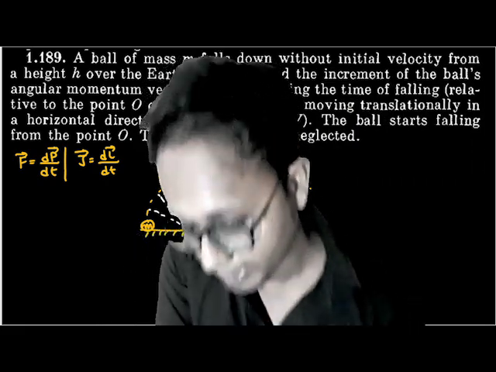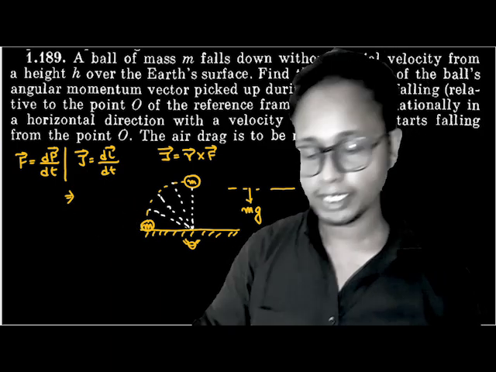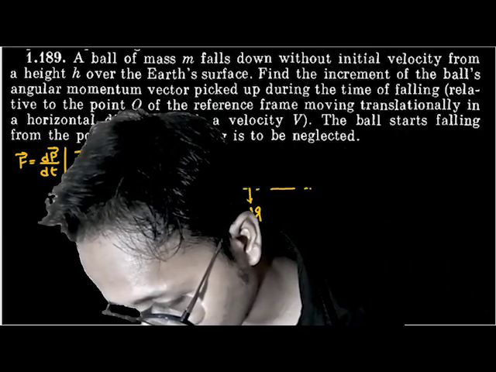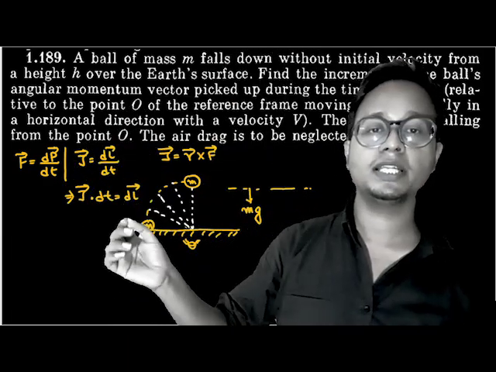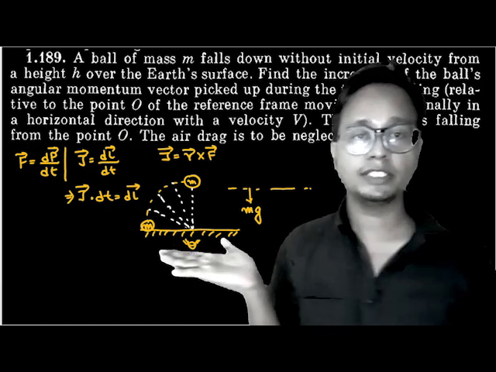Okay, so from this equation, torque is equal to dL by dt, I can say that torque into dt is equal to dL. Torque dot dt is equal to dL. But torque into dt is nothing but changing angular momentum. What we have to do is take the component of r along this horizontal line.